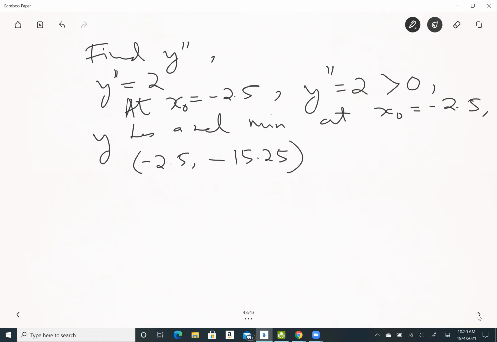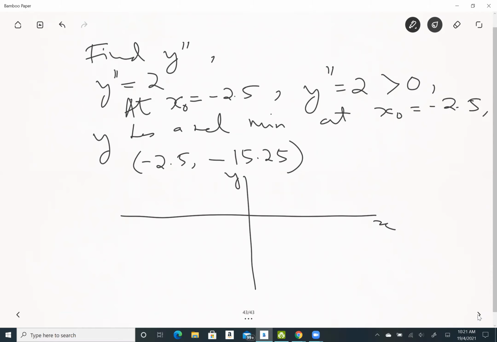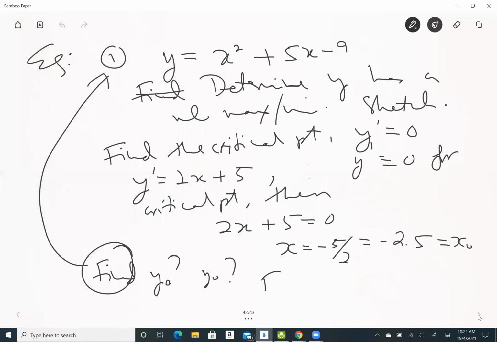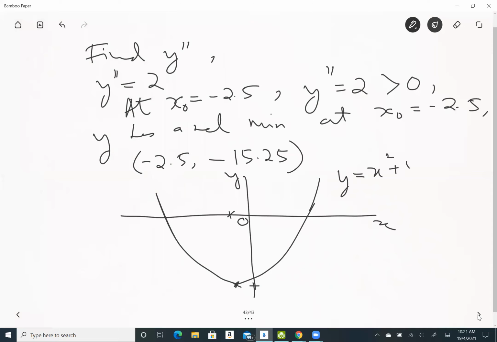So in order to sketch the graph, we put the x and the y axes, and then you put the origin here. Negative 2.5, negative 15.25 will be somewhere here. So that's the critical point, and it's a minimum. So the curve will look like this. That is y equal to x squared plus 5x minus 9. What you need is only that critical point, negative 2.5, negative 15.25. What you get will be a minimum, so the curve will look like that. Any question about this?